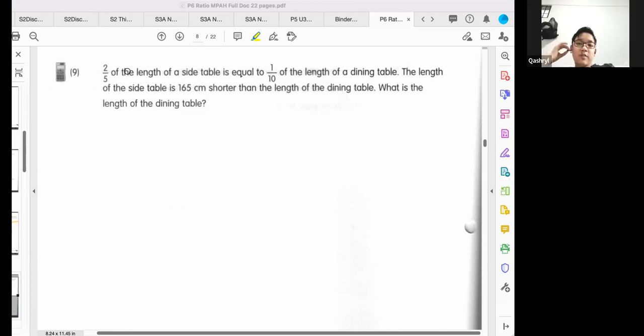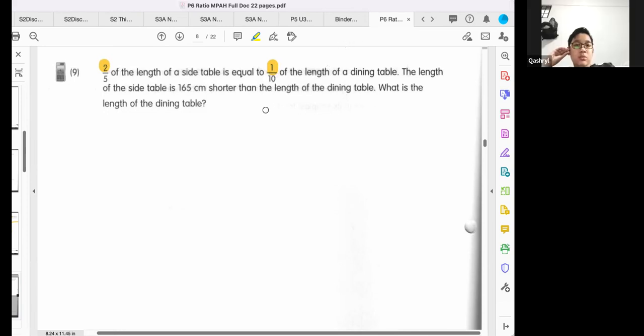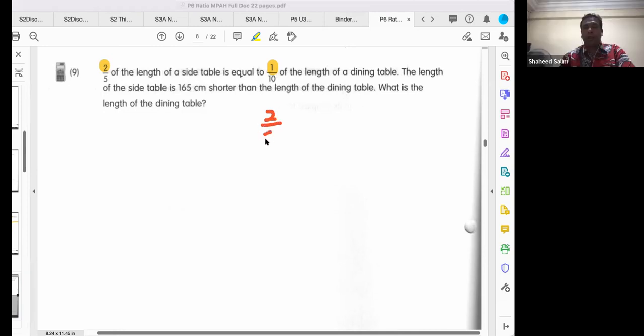Teacher, does it mean 2 out of 5 times 1 out of 10? No. You see now, this 2 out of 5 is equal to 1 out of 10. You times this one by 2. This thing must be the same as this one, so you times this by 2, times this by 2. What do you get? You get 2 out of 20. So can you see the 2 is the same? These two are the same.